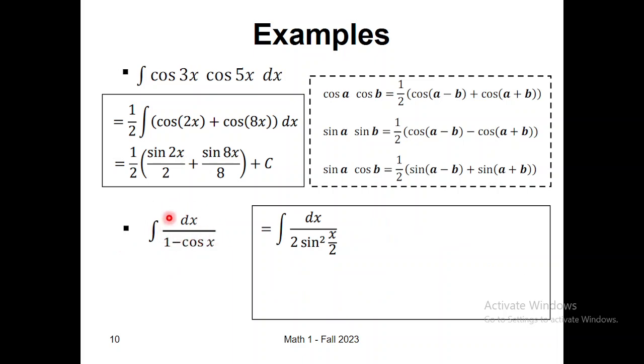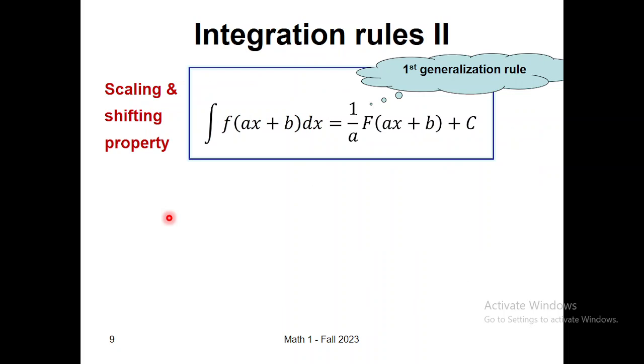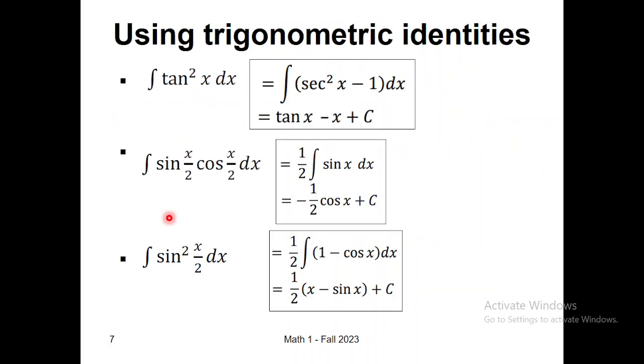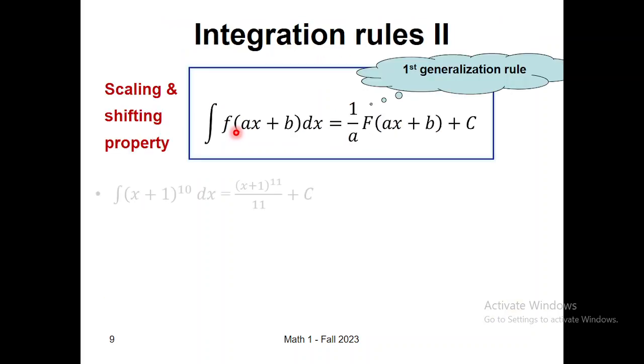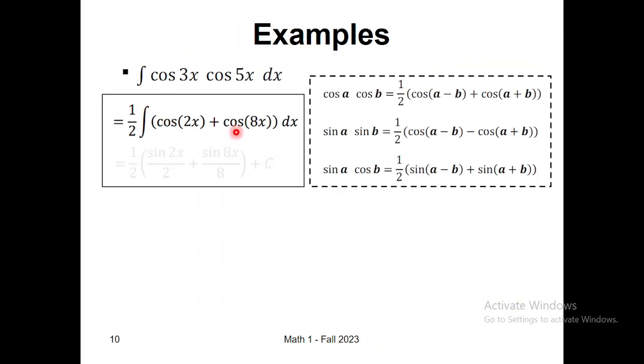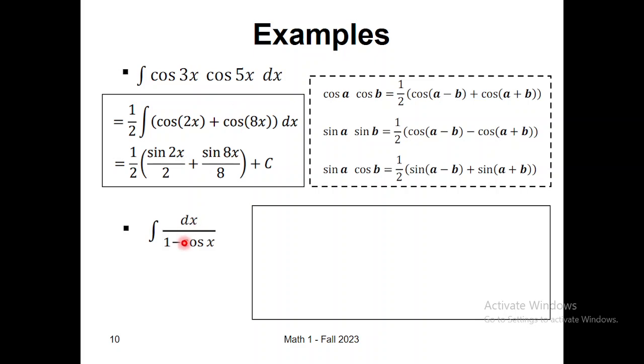Actually, this integration can be solved in another way. It is very similar to this expression, which is 1 over 1 plus sine x. The idea here is to multiply by the conjugate, 1 minus sine x. We can apply the same idea here. We can multiply this function by the conjugate, which is 1 plus cosine x.